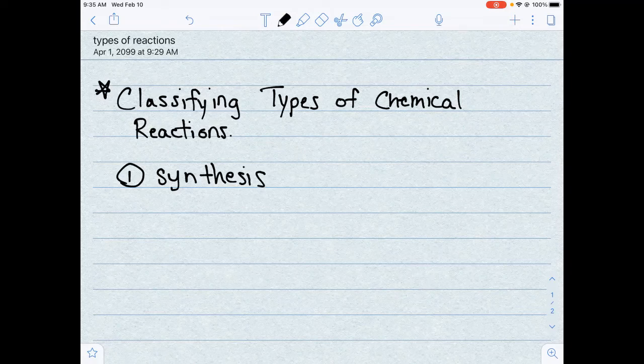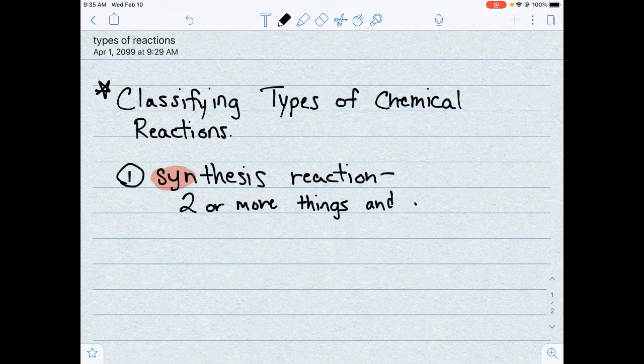Synthesis reaction. Okay. In the synthesis reaction, well, let's break down that word synthesis. Syn means together. Thesis has to do with the process of creating. So what we are doing is bringing things together to make something new. We are going to take 2 or more things and combine them. So we are making something new. We're taking 2 individual components and we are turning them into one thing.